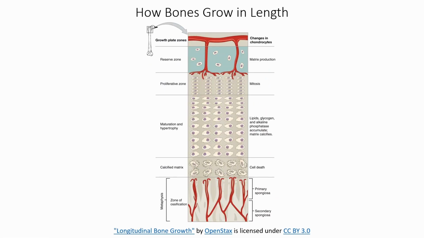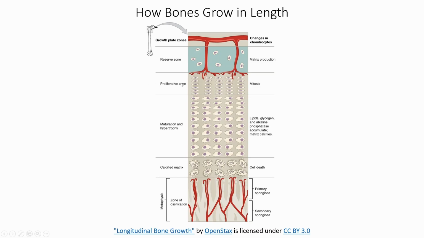In terms of how bones grow in length, this comes down to the epiphyseal plate, also known as the growth plate. You might see either term, so be familiar with both. But let's talk about what's happening there. Right, we have different layers or different zones of the growth plate. We have the reserve zone, the proliferative zone, maturation, hypertrophy, calcified matrix, and zone of ossification. So in the reserve zone, we have cartilage, right? This is where we're just producing some of that cartilaginous matrix.